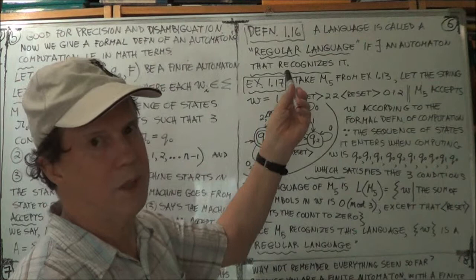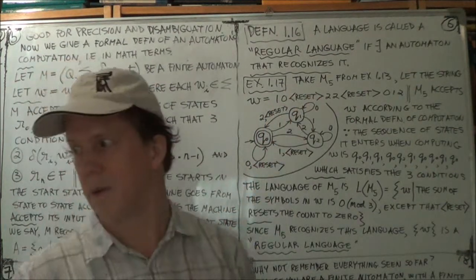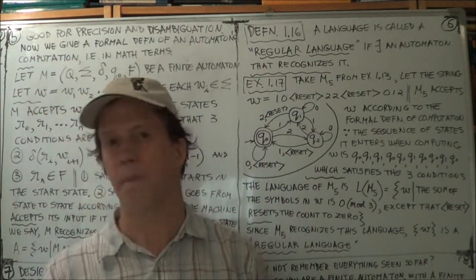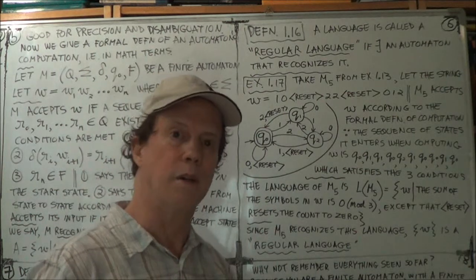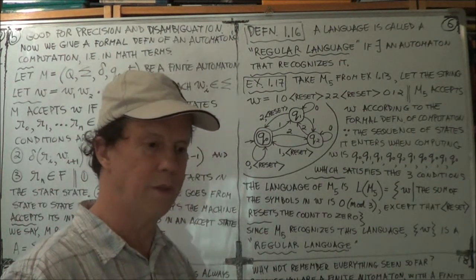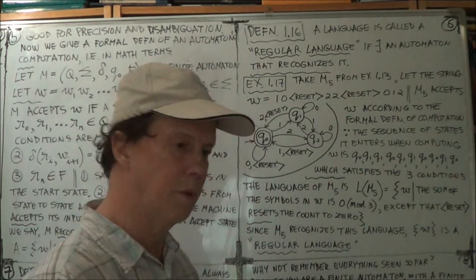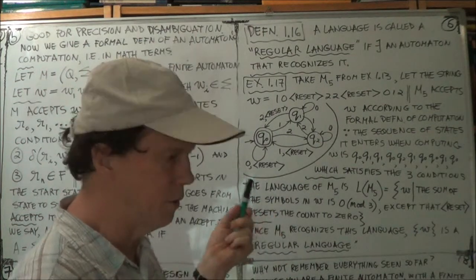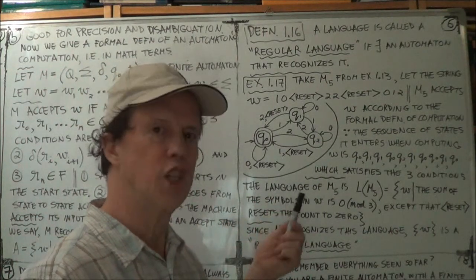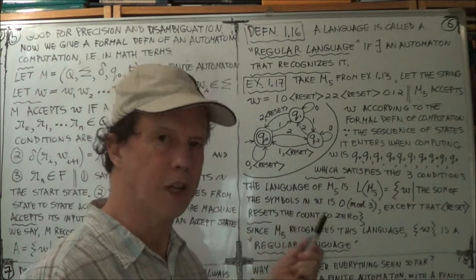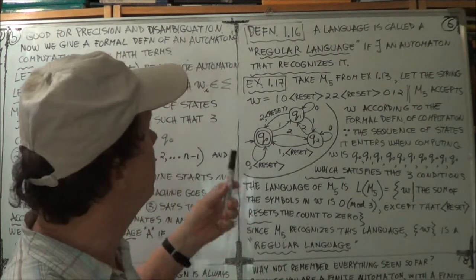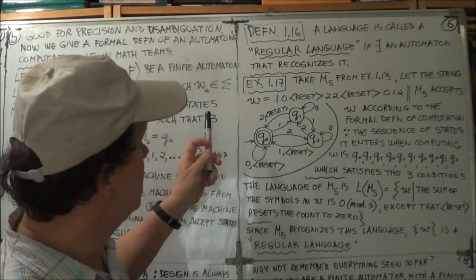So now we understand what the title of this chapter, the first chapter, is about. Right? We've been talking about regular languages. In other words, there's some machine, some automaton that recognizes it. Okay. All right.